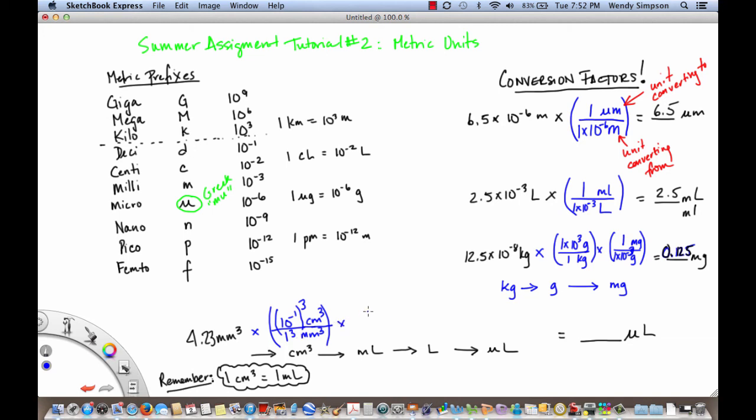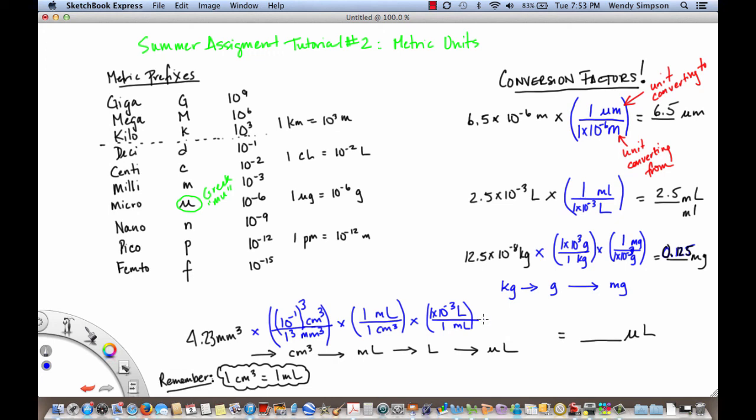Now that I've done that, my conversion factor to milliliters is easy. Remember, milliliters goes on the top, centimeters cubed goes on the bottom. There is 1 milliliter in 1 centimeter cubed. That's the thing I told you to remember down here, that fact. That'll help you all throughout the year. Now I'm in milliliters, I can go to liters. So liters goes on the top, and I need milliliters to cancel out. There's 1 times 10 to the minus third liters in 1 milliliter.